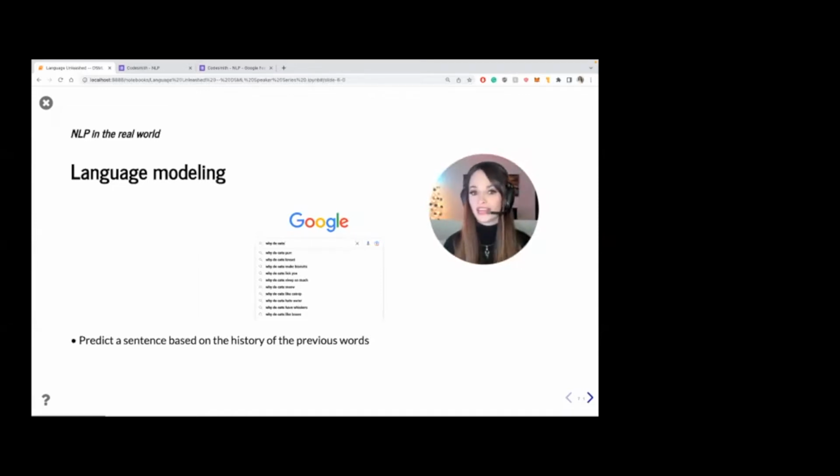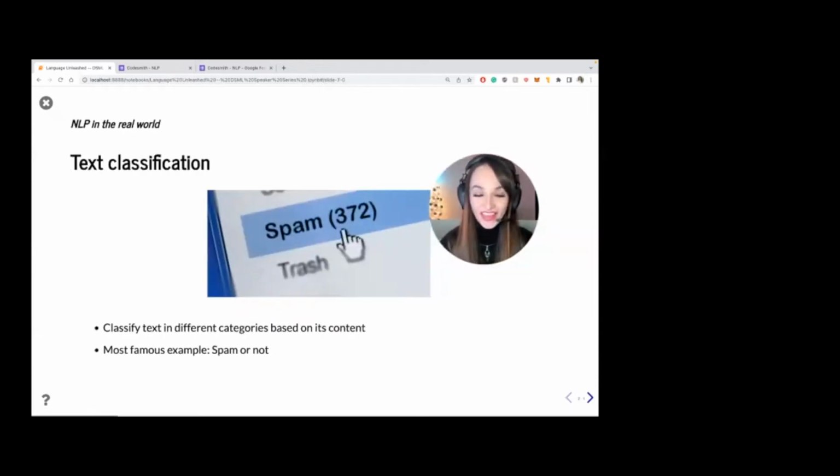The same thing you see whenever you write an email. For example, I use Gmail. On Gmail, I type something and then it suggests how to end my sentence. That's language modeling right there. So if you have used that today, you have used NLP.